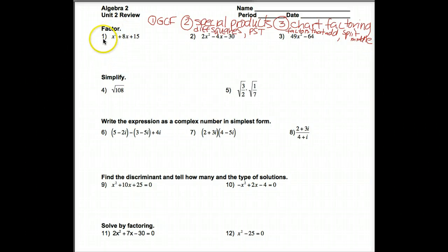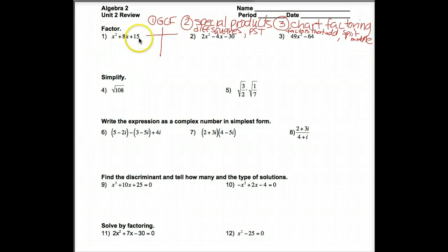So number 1, the first thing I do is look for a GCF. There is nothing that all 3 of those terms have in common. So I move on to special products. I know this isn't a difference of squares because a difference of squares only has 2 terms, they're binomials. So I look at PST. This is not a PST because PSTs have perfect square roots, and 15 does not have a perfect square root. So I know this has to be chart factoring, so I'm going to set up my little chart. To know whether it's factors that add or split the middle, you're just looking at the squared term. If there's no number in front, that means it's factors that add. If there is a number in front, that means it's split the middle.